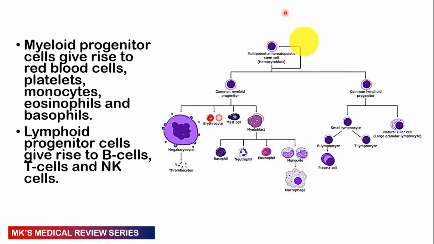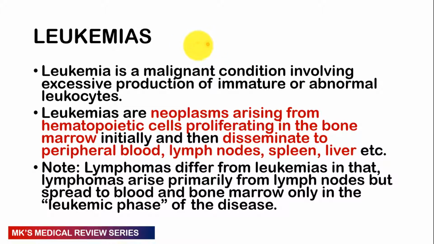So keep this schematic in your mind because there could be some mutations affecting the myeloid progenitor cell. There could be some mutations affecting the lymphoid progenitor cell that result in these leukemias that we're going to be talking about. So when we're talking about a leukemia, this is simply a malignant condition. Remember that all leukemias are malignant in nature. There is no benign variant.